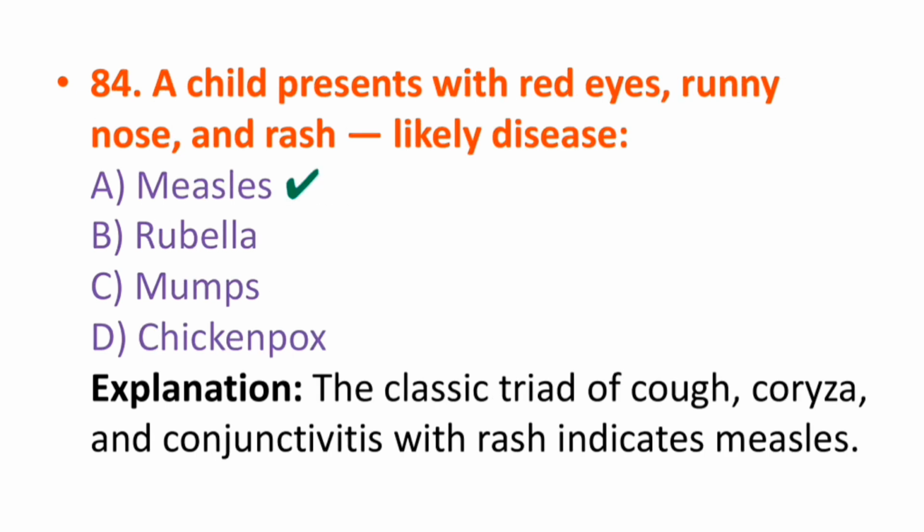A child presents with red eyes, runny nose, and rash. Likely disease? Option A, measles; option B, rubella; option C, mumps; option D, chickenpox. The correct answer is option A, measles. The classic triad of cough, coryza, and conjunctivitis with rash indicates measles.